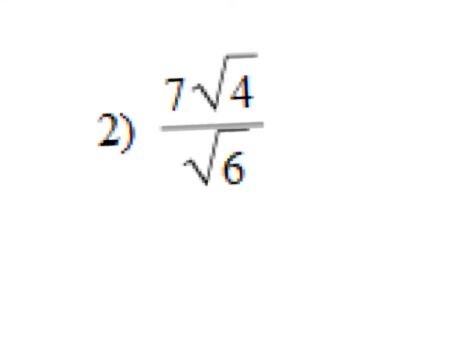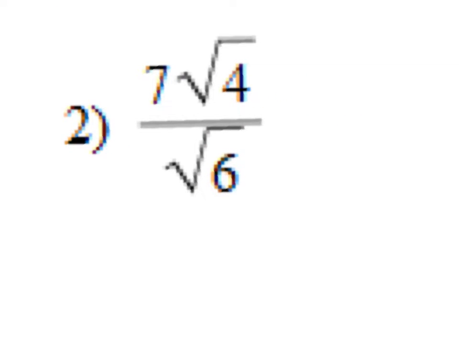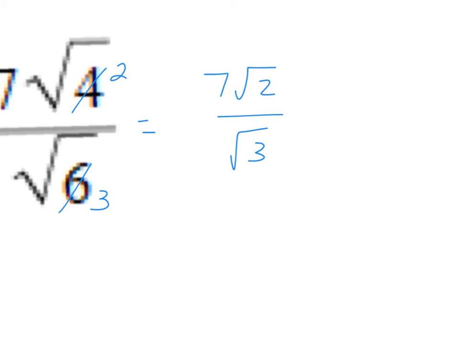Okay, number 2. All right, so like I said, if you are able to reduce your insides, let's do that. So I'm going to go ahead and break this down to a 2 and a 3. So I just reduced 4 6 to 2/3. So right now I've got 7 root 2 on top and the square root of 3 on bottom. Now I'm going to go ahead and multiply by the square root of 3 on top and bottom.